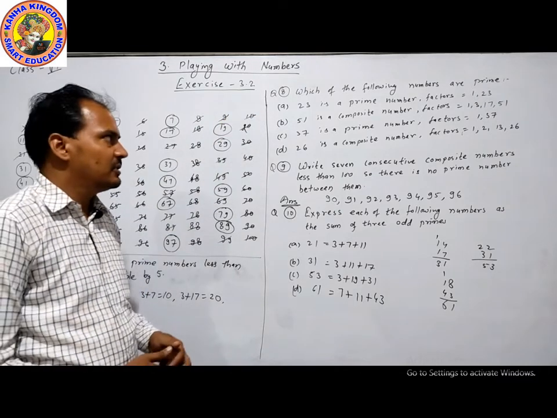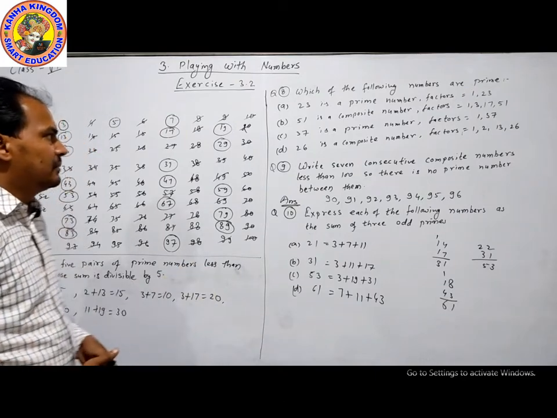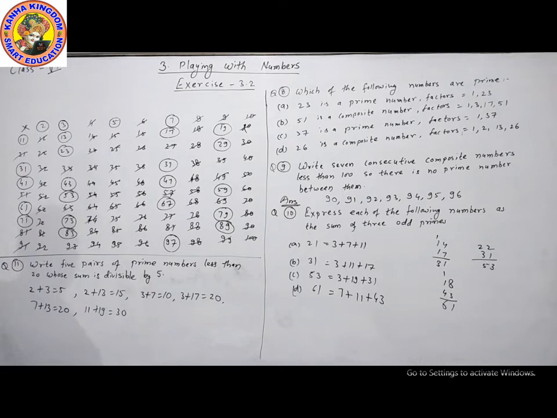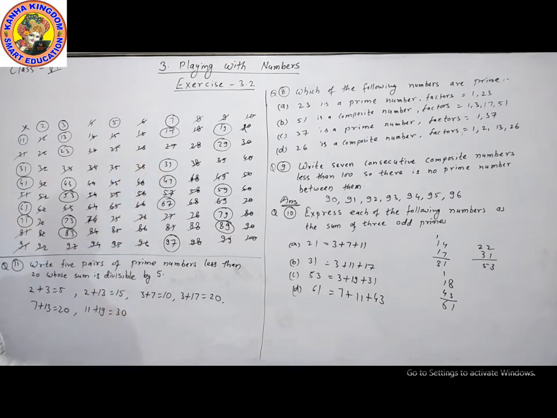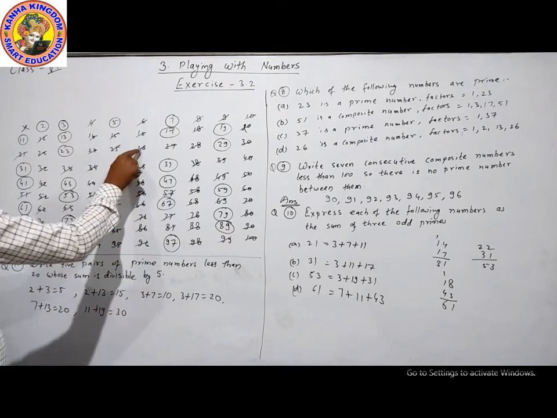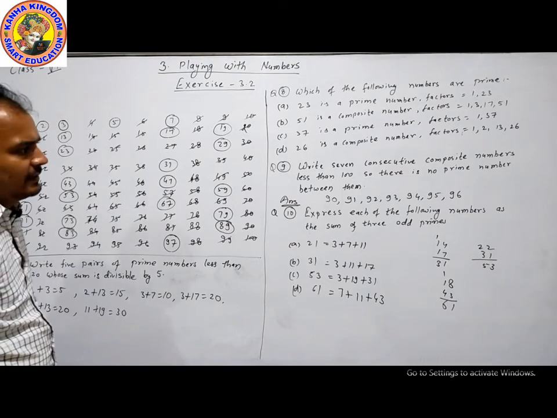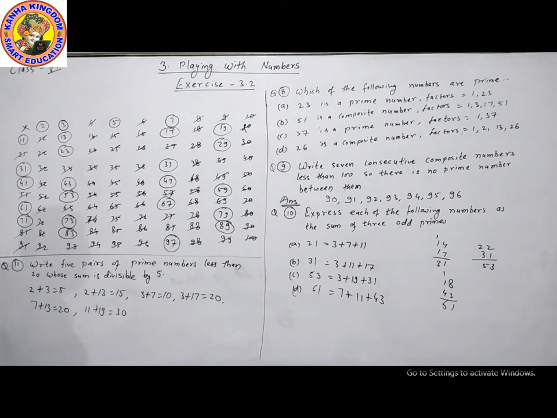Now take from this part. Question number 8. Which of the following numbers are prime? 23. By the table, 23 is a prime number. Next is 51, a composite number. Next, 37 is a prime number. Next, 26 is a composite number.